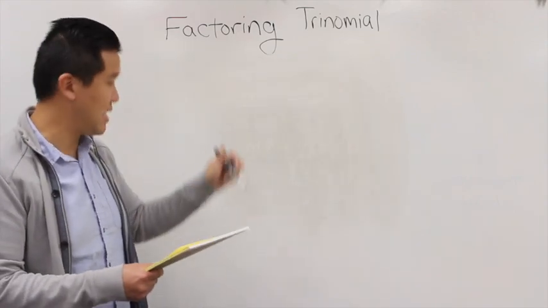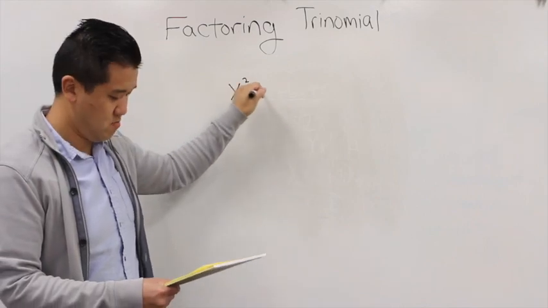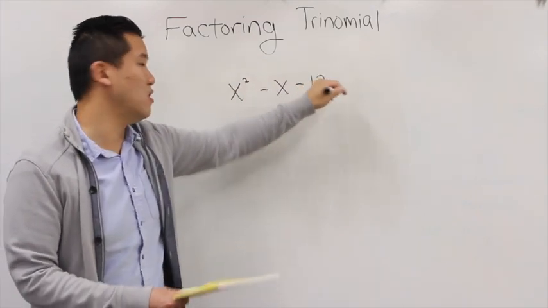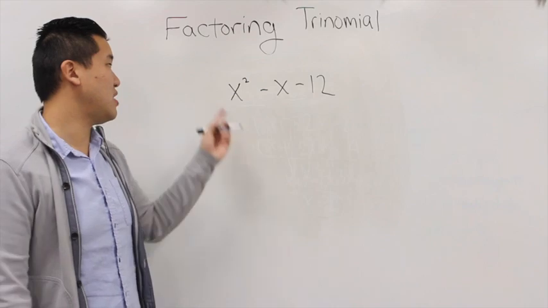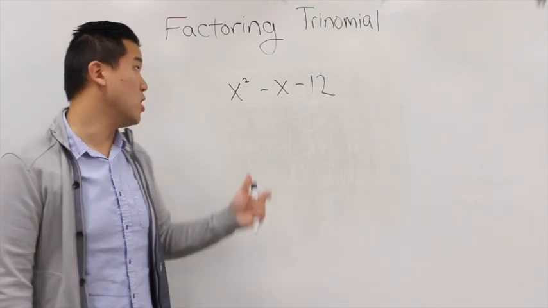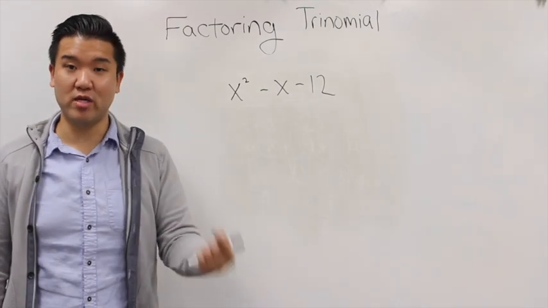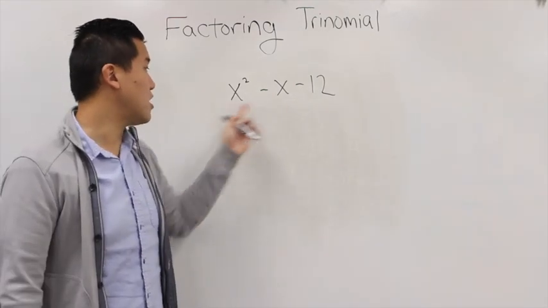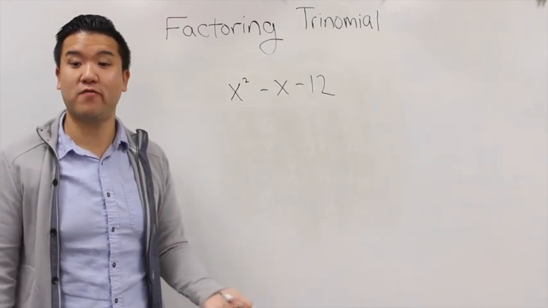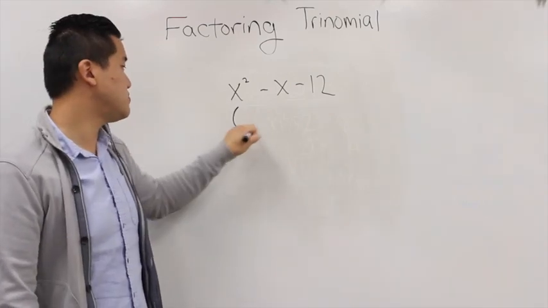So let's take an example. If I have x squared minus x minus 12, the first thing you need to ask yourself is, is there a GCF? No. These terms have x's, but this one doesn't. Remember, it's all or nothing. So then our goal, with this trinomial, is to factor it.